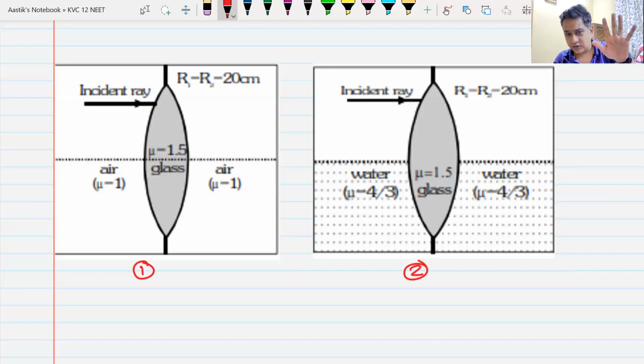Have you understood how to find out the focal length of a lens by the lens maker's formula? Yes or no? Yes, sir.